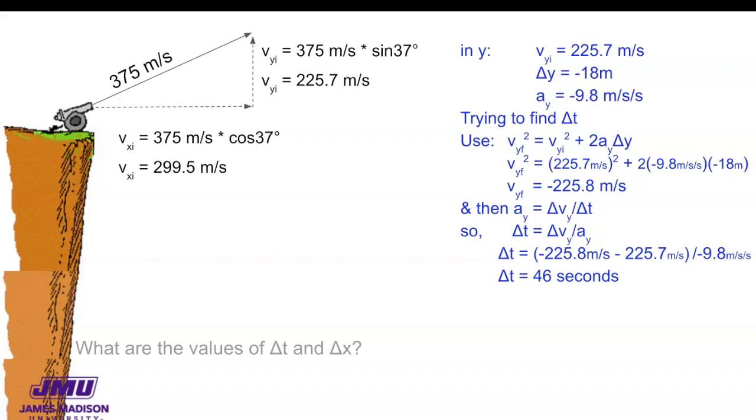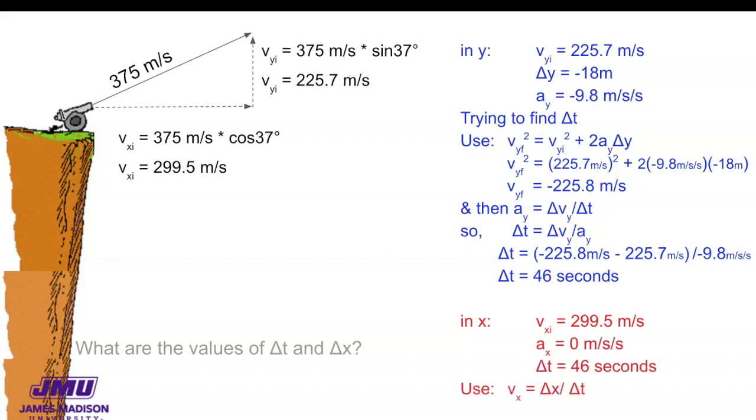46 seconds is a really long time for a projectile to be in the air. So we should expect that this cannonball, if it's really going to be 46 seconds after you fire the cannon before this thing actually hits the water, we should expect that it's going to be really far away. How far away? Well, we were asked to find delta x, and we know that the velocity in the x direction was 299.5 meters per second. So it goes 299.5 meters for every one of those 46 seconds.